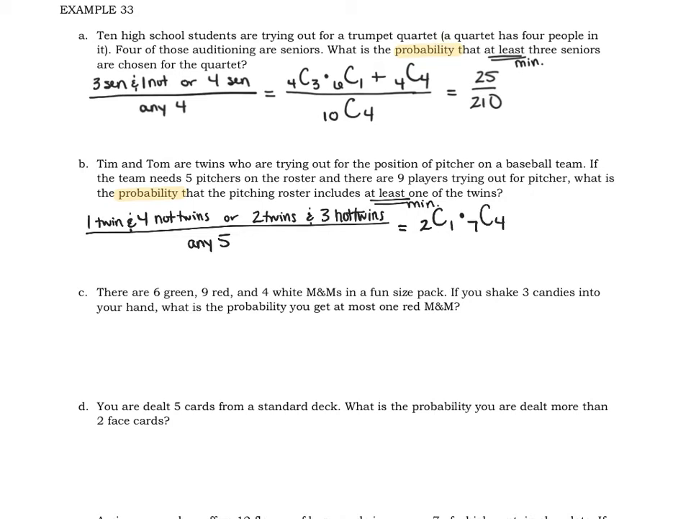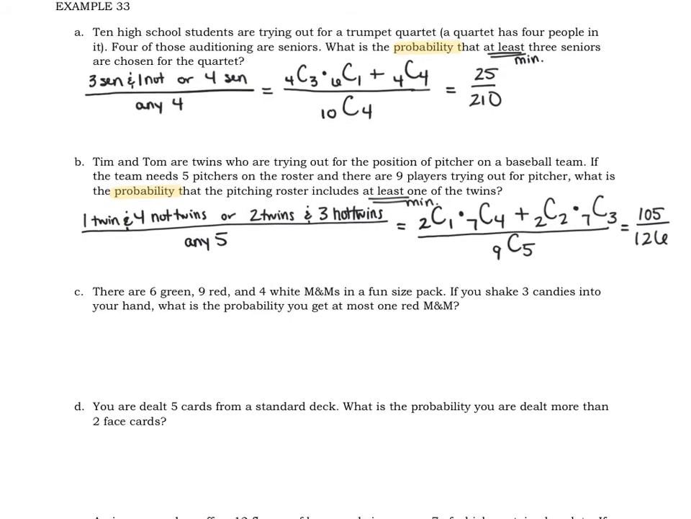we would need 4 people to be chosen to be a pitcher on the team. Or plus, we want both twins to make the team. So there's 2 of them. We would choose both of them. And of those other 7 players trying out, we would choose 3 of them to round out our group of 5 pitchers. Our denominator is, out of all 9 kids, we just need any 5 to be a pitcher. That would give us the total number of ways we can pick any 5 people to be a pitcher. So again, adding and multiplying in the numerator, we'll get a total of 105. In the denominator, we get 126. And again, if you want to round, that is up to you.